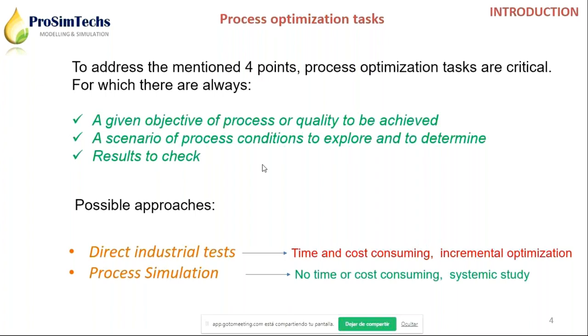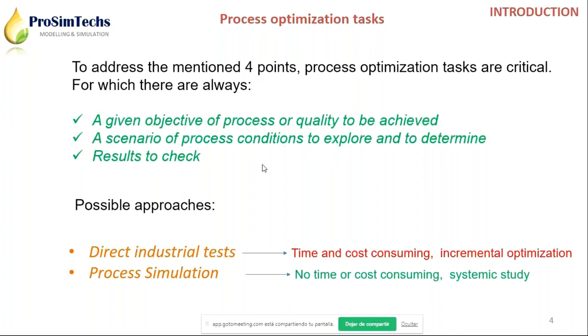We can do this by directly executing an industrial test, in which probably we can change one process variable at a time, then wait the process time to impact quality parameters of the oil, for instance, then execute lab results, and finally analyze the results. And as we know, this procedure is quite costly and time consuming, and sometimes could put at risk the quality of outlet products or even the operation. So this is the so-called incremental procedure of process optimization.